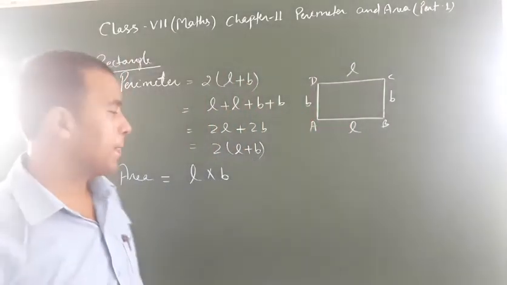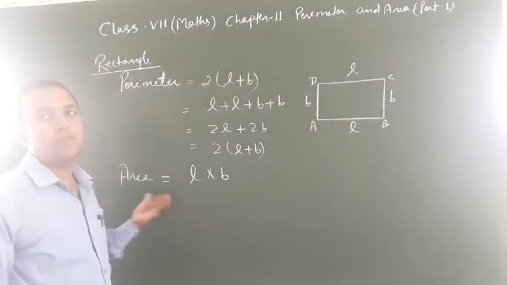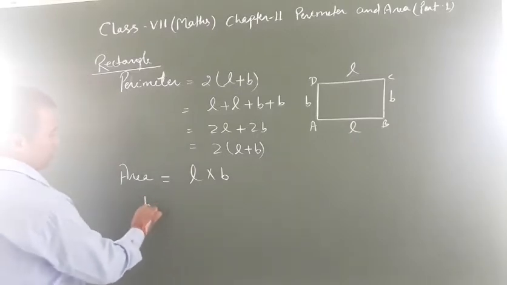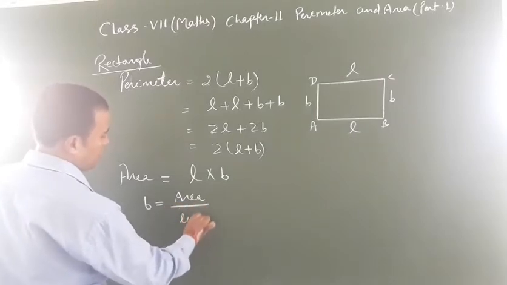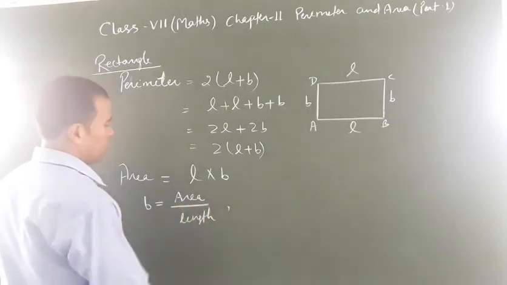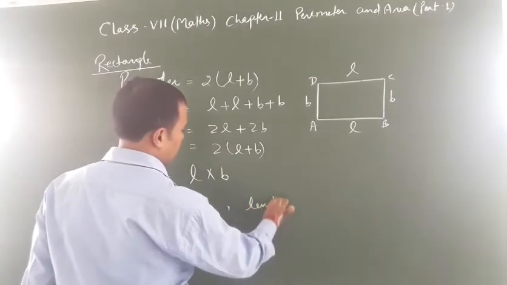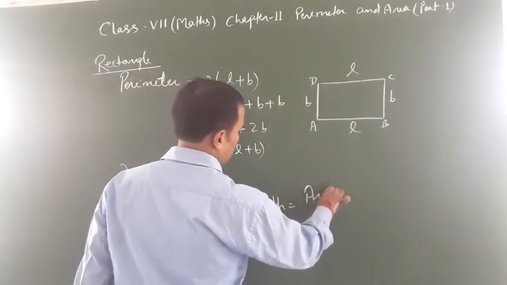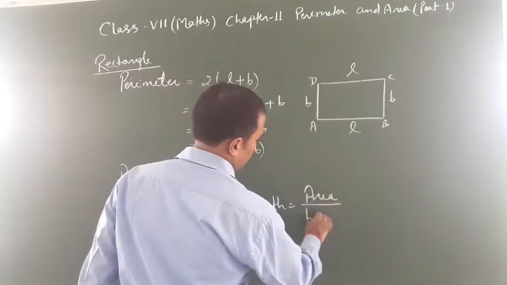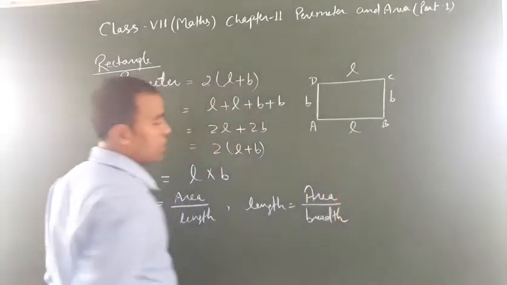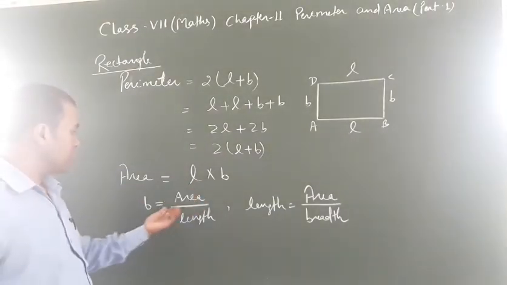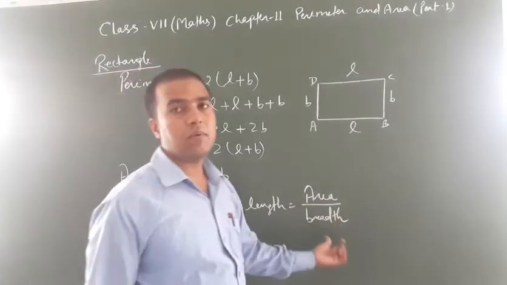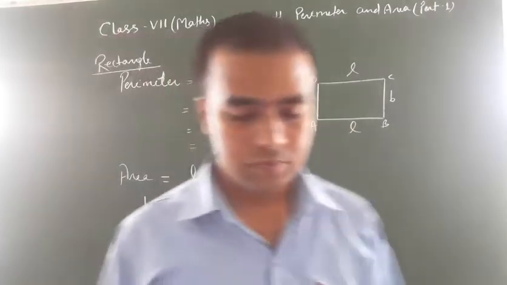Suppose the length is given, the area is given, and the breadth is asked. You can write breadth equal to area upon length. Suppose the length value is asked, it means area upon breadth. If area is asked, it is L into B. Length is asked, area upon breadth; breadth is asked, area upon length. Clear to you?